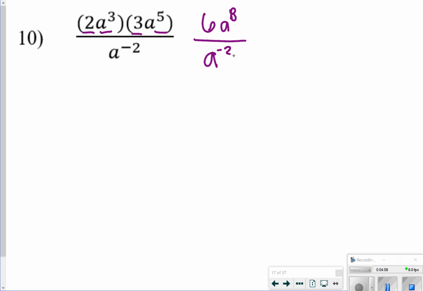And then I have this a to the negative 2nd on the bottom. Well, that is originally going to go back up to the top with a to the 8th. So when I have two of the bases that are the same thing, I'm going to get 6a to the 10th power.